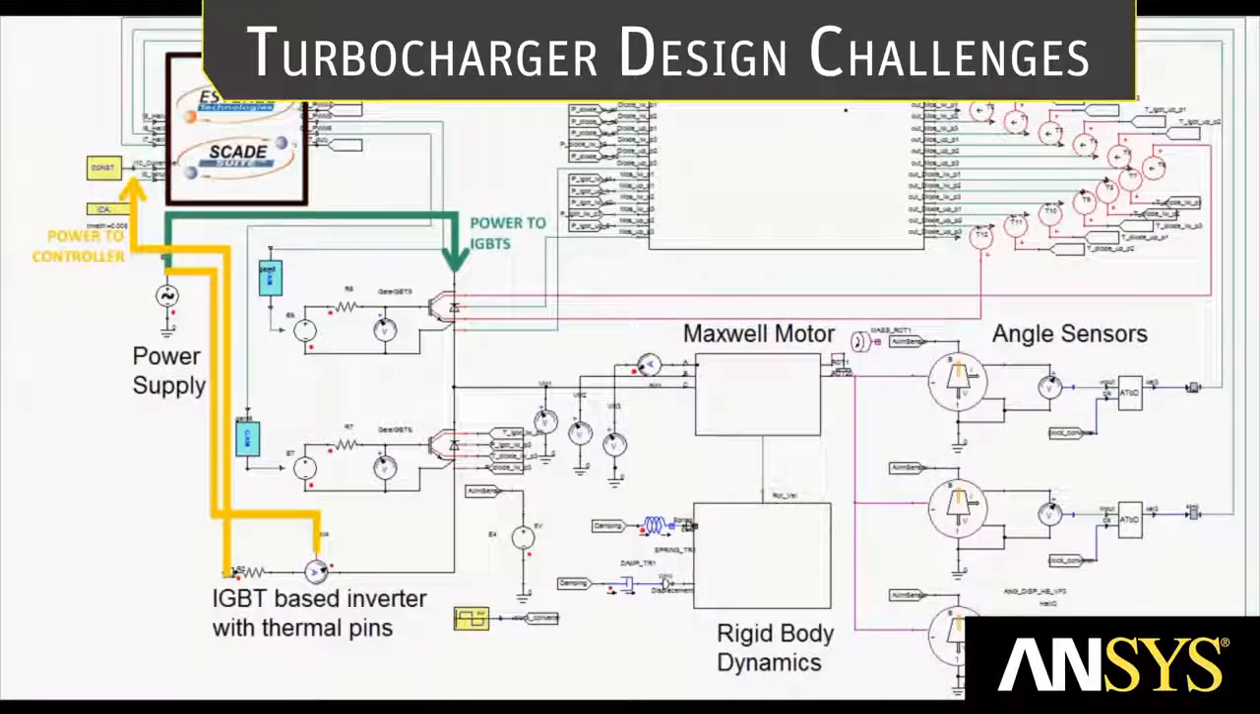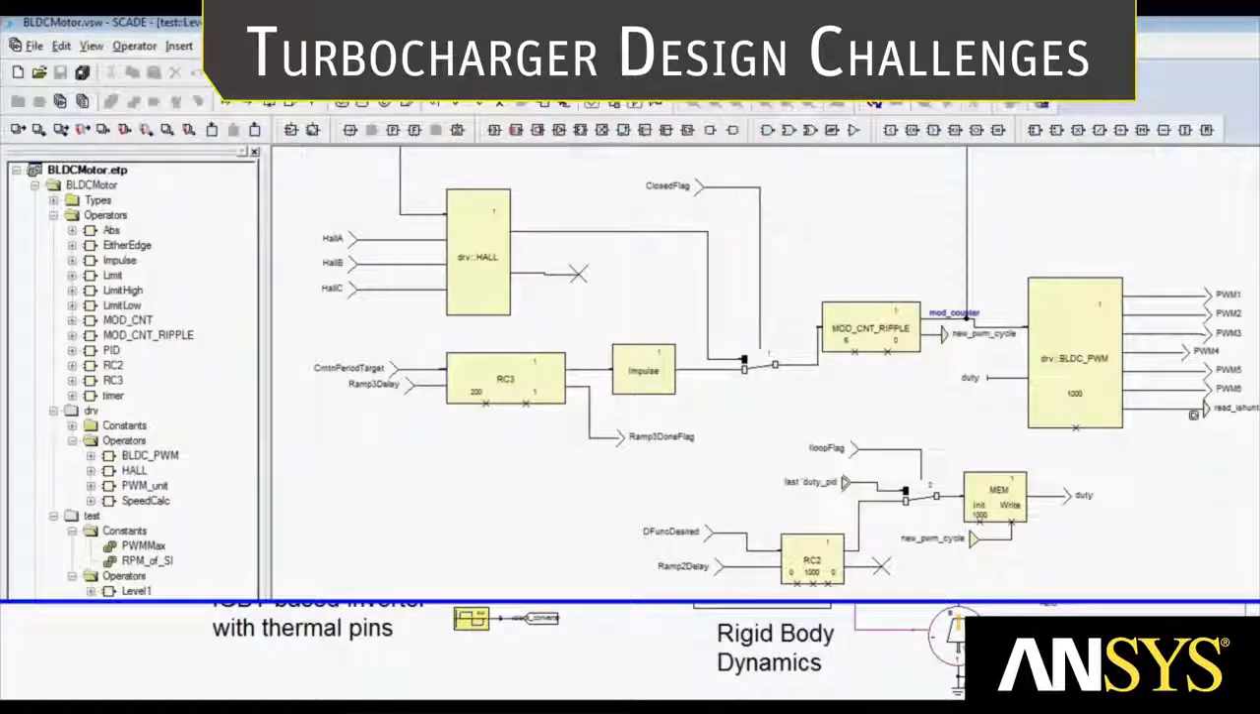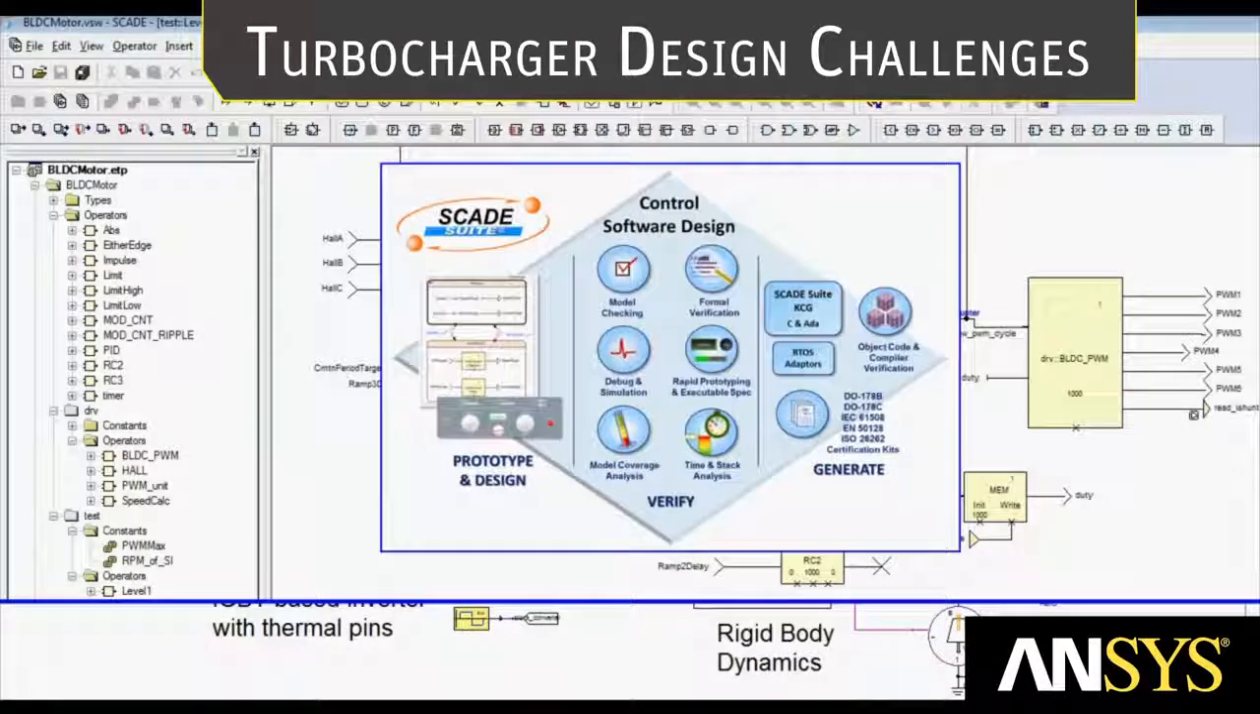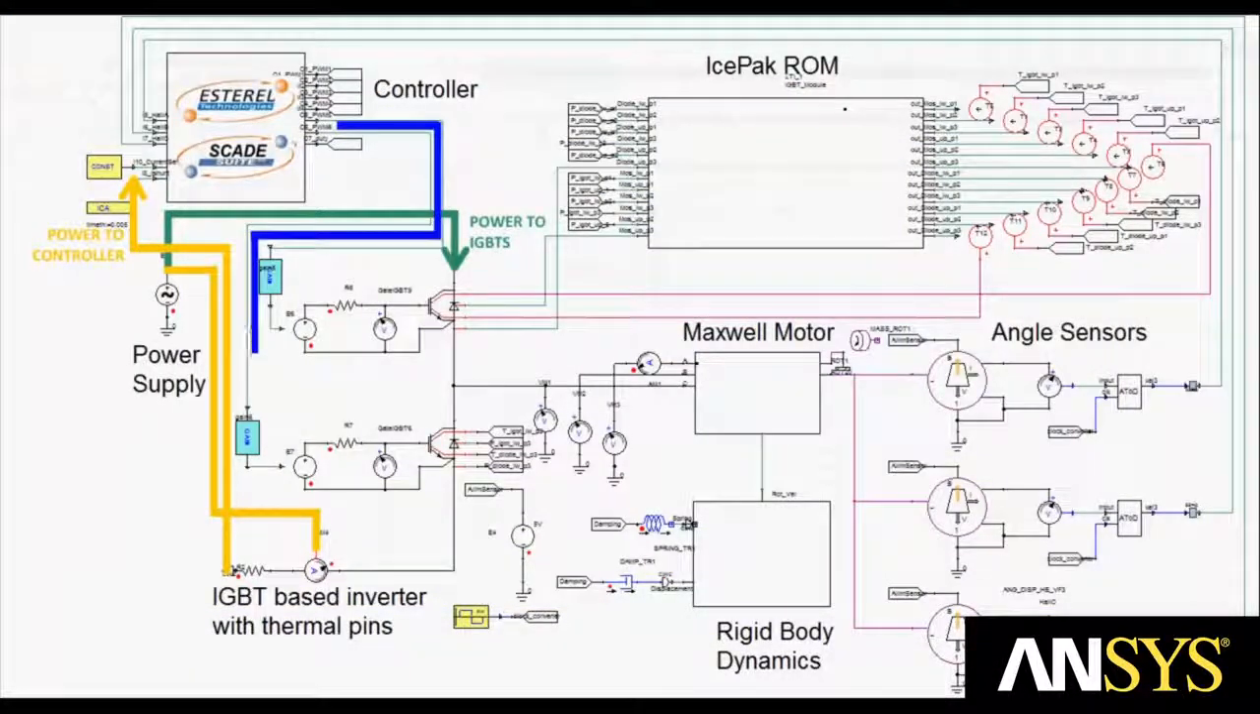The variable speed motor is controlled by an electric drive, in this case utilizing a controller with embedded code generated by the ANSYS SCADE Suite. Simplorer uses the embedded code to produce a pulse width modulated signal to control the motor speed.